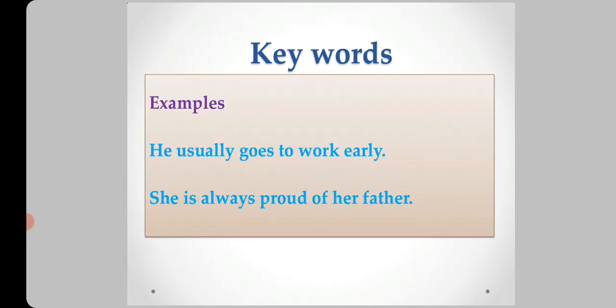We have 2 examples. He usually goes to work early. She is always proud of her father. You can notice that usually comes before the main verb goes, and always comes after the helping verb is.